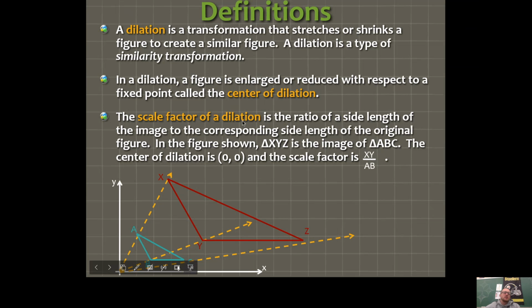The scale factor of a dilation is the ratio of the side length of the image to the corresponding side length of the original figure. So for example, if these sides correspond, then you can write this ratio, whatever this is divided by that, that's your scale factor.